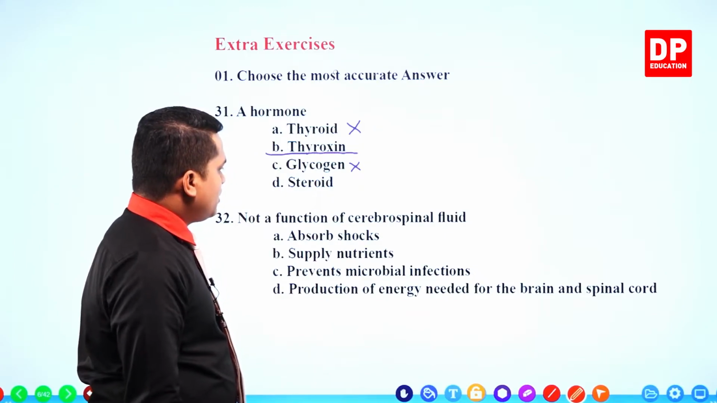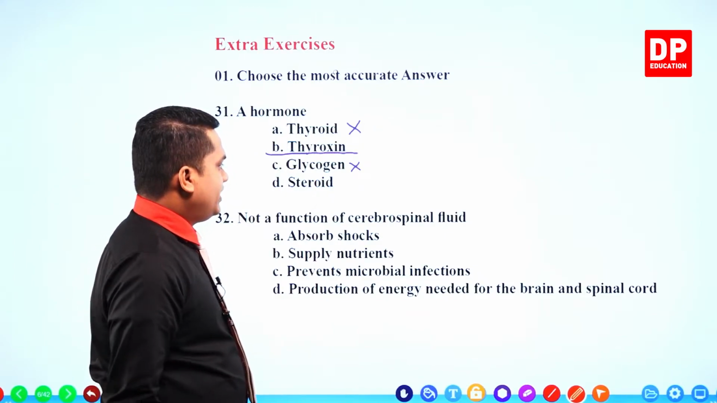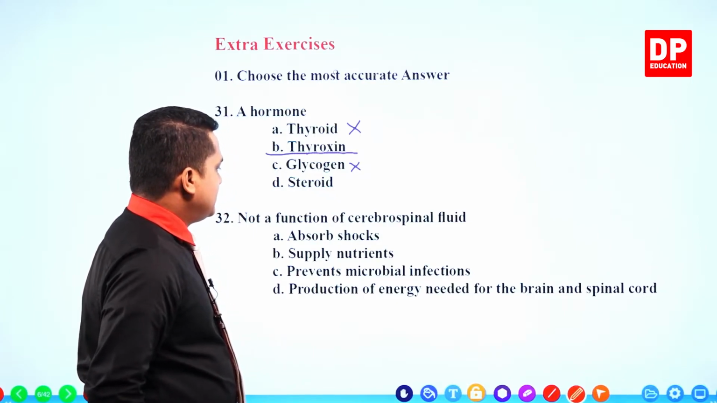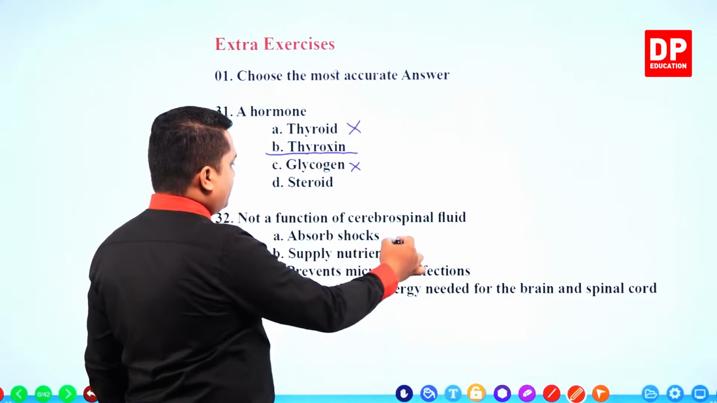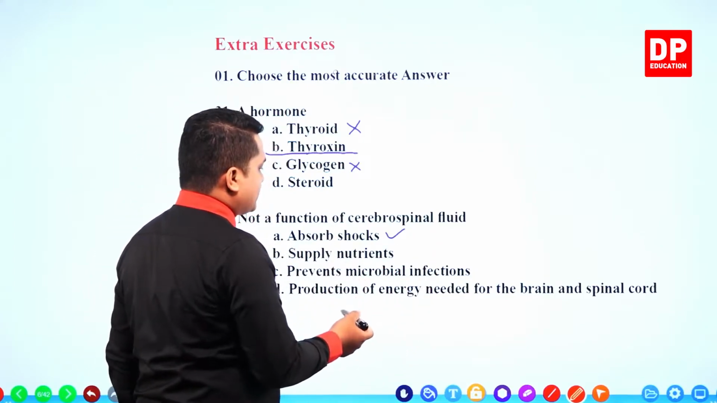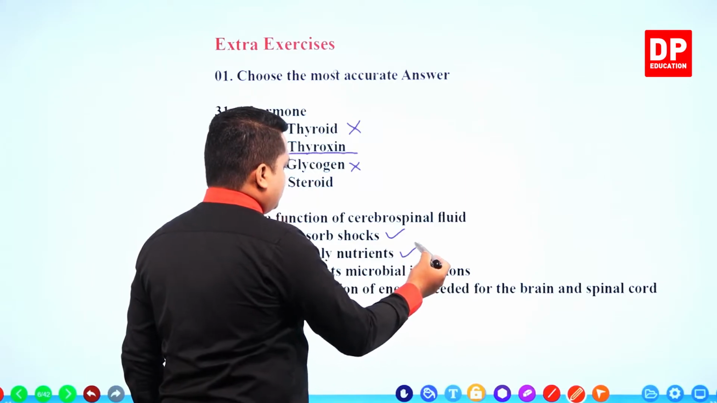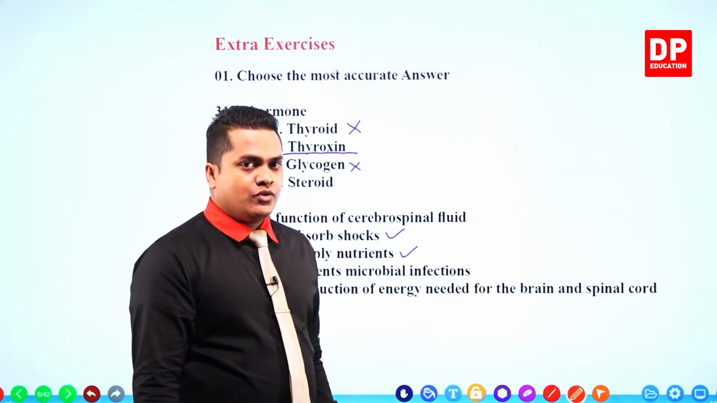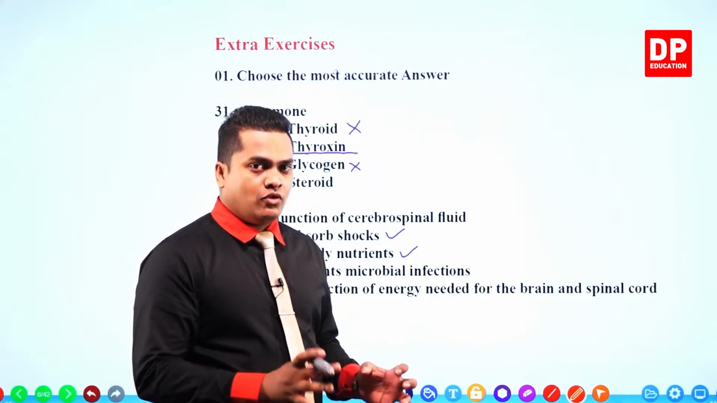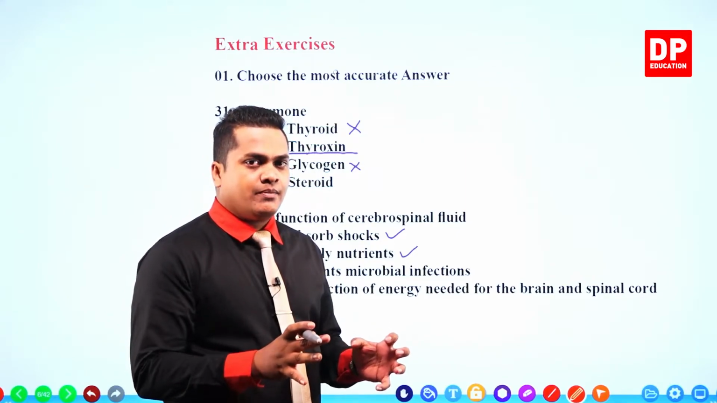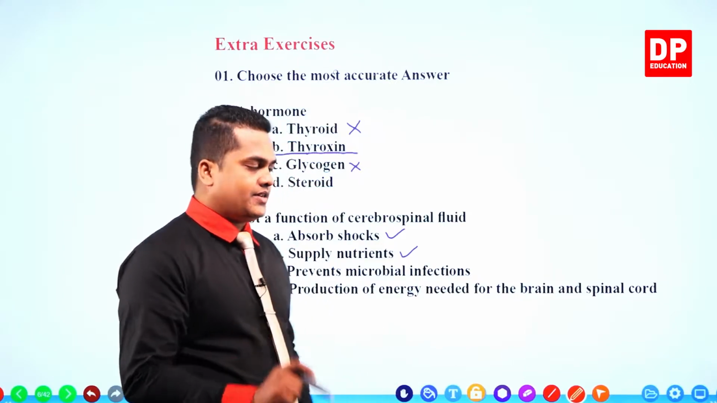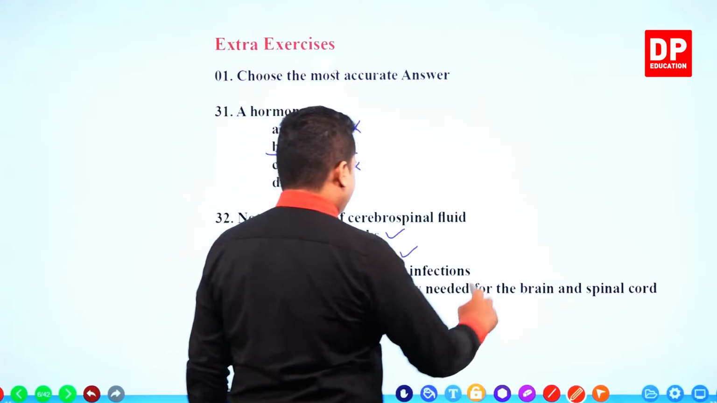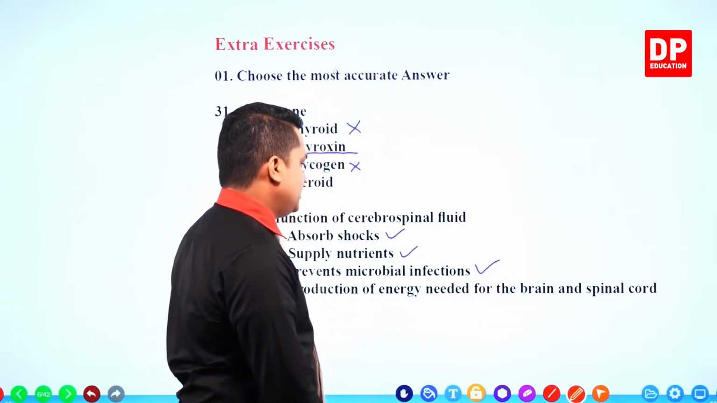Not a function of cerebrospinal fluid. Absorb shocks, supply nutrients. Absorbing shocks is absolutely correct. Supplying nutrients, that is also correct, because you know that cerebrospinal fluid is going to nourish the brain and the spinal cord. Prevents microbial infections. That is also correct.